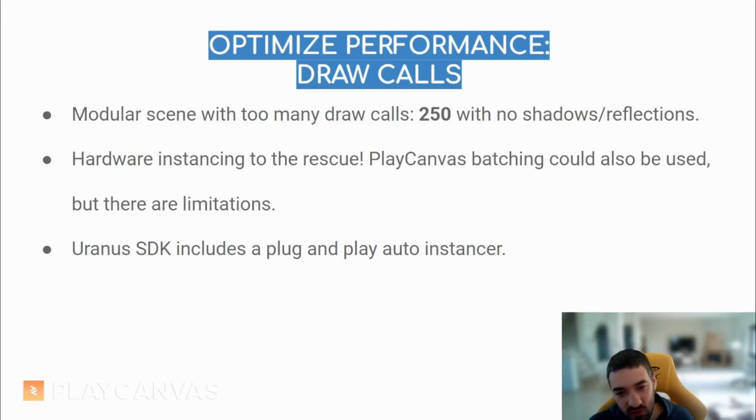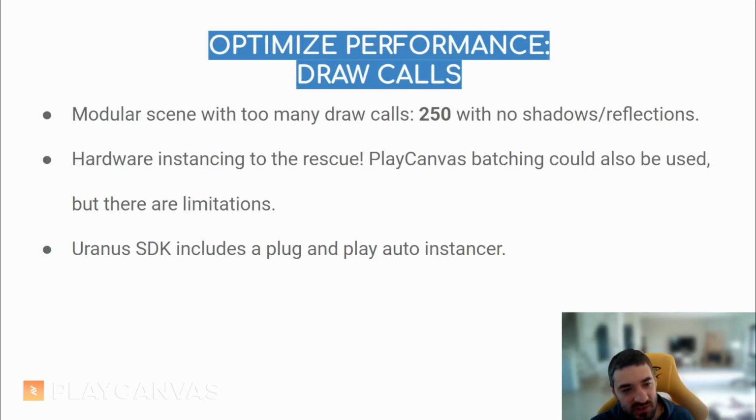In this case, we have an auto instancer. It's a very powerful plug-and-play script that you can use from the Realtime Tools SDK. You can import it in any PlayCanvas scene, and it will automatically find and manage your draw calls. It will reduce the amount of draw calls required to render your scene to the minimum number.